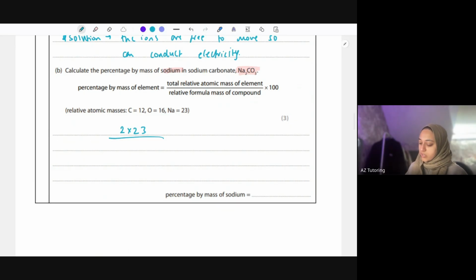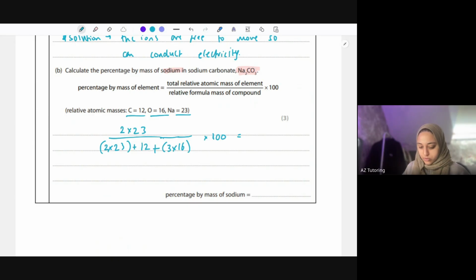So we've got 2 times 23 for the sodium, plus for the carbon, we've got 12. I'm just reading them from here, by the way. If you don't get given them, you have to get them from the periodic table, the mass numbers. And then we're adding oxygen, 3 of them, so 3 times 16. And we times our answer by 100. So if I put that in the calculator, what do we get?